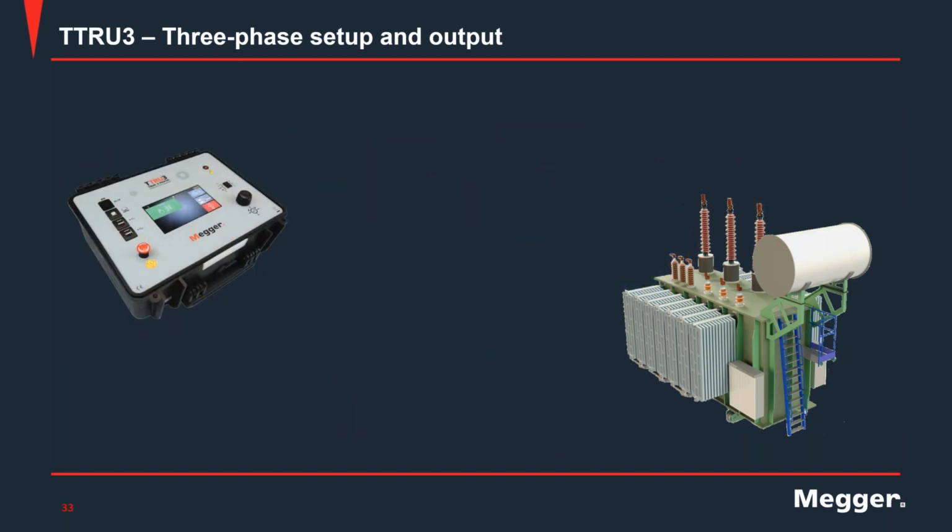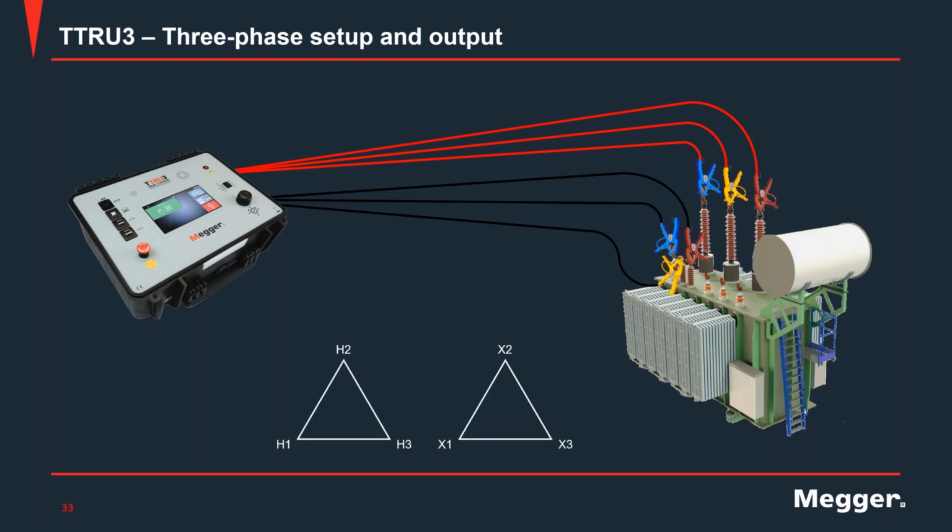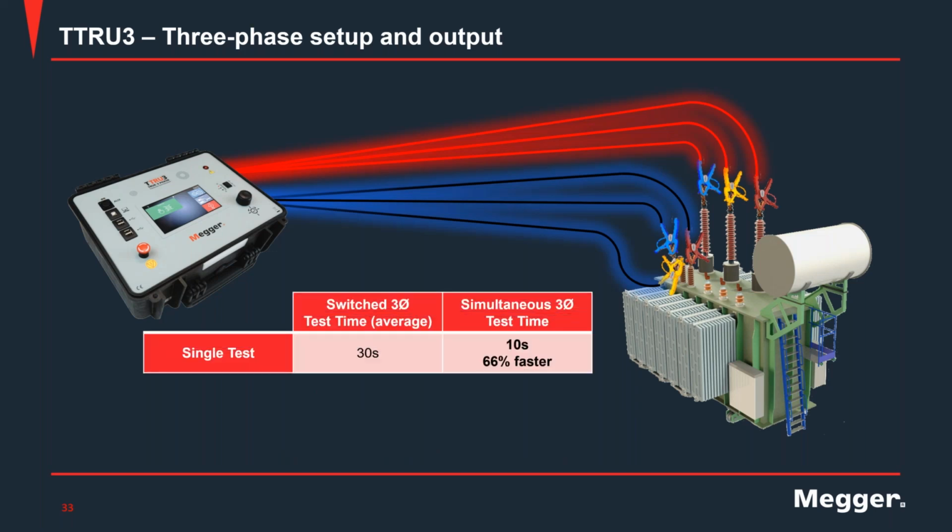Comparing that to the TTR U3 or a true three-phase output, again, same thing. I have provisions to connect to all three phases. When I press the play button, when I start the test, all phases will be energized simultaneously, and I'll get my measurements quicker. How much quicker? In this case, comparing a single test, you can go from about 30 seconds on average, comparing many different single source units, to 10 seconds.